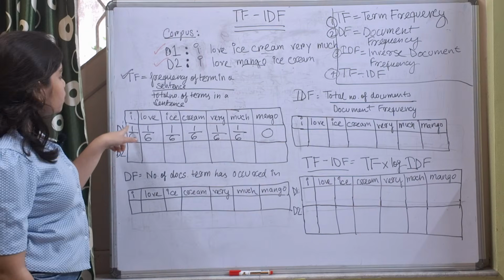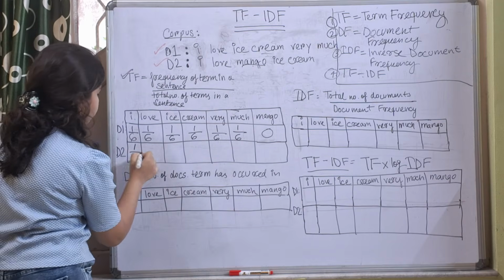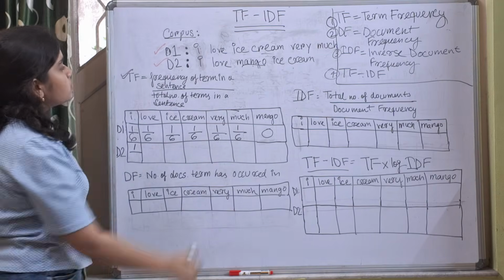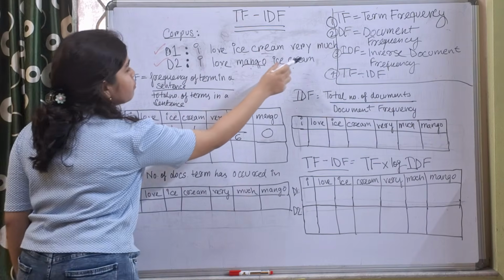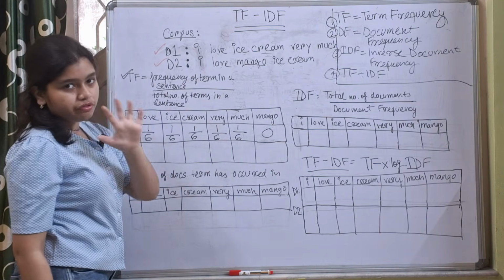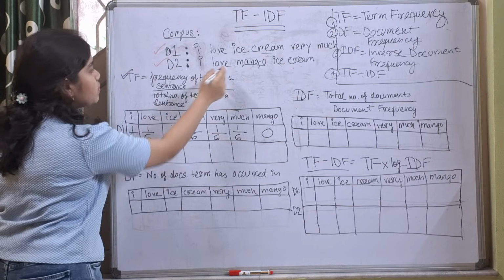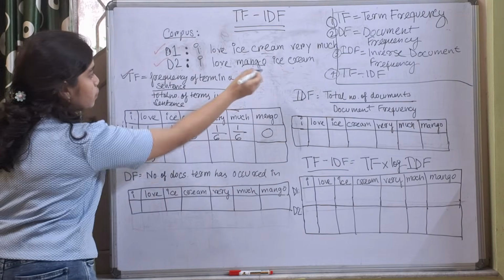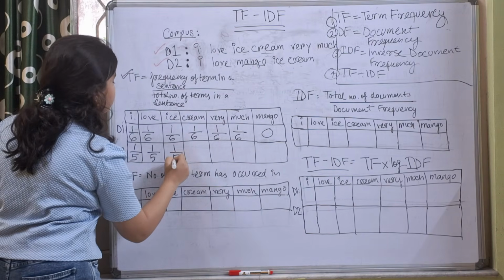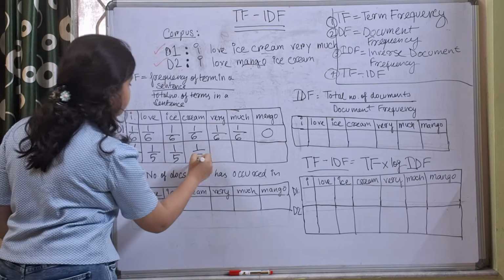Now document 2. In document 2, I occurs 1 time, so frequency will be 1. Total number of terms in document 2: 1, 2, 3, 4, 5. So in document 2 there are 5 words in total, so 1 by 5. Similarly love occurs 1 time, so that will also be 1 by 5. Ice also 1 time, so 1 by 5. Cream 1 time, so 1 by 5.